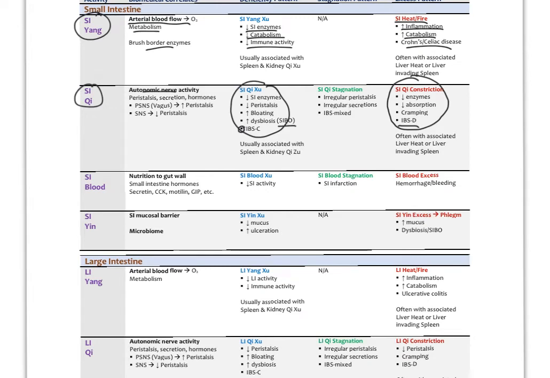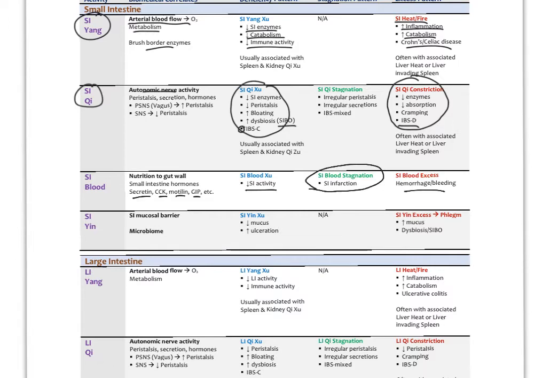Small intestine blood would be the nutrition, the hormones, and the stimulus to the wall, so things like secretin, cholecystokinin, motilin, GIP. We've talked about a lot of those already in the physiology section. So blood deficiency might result in decreased activity and function, and excess we might think of as actually hemorrhage. There is a blood stasis pattern. One can get infarcts in the mesenteric artery system, and that can lead to ischemia and even infarction in part of the bowel wall.